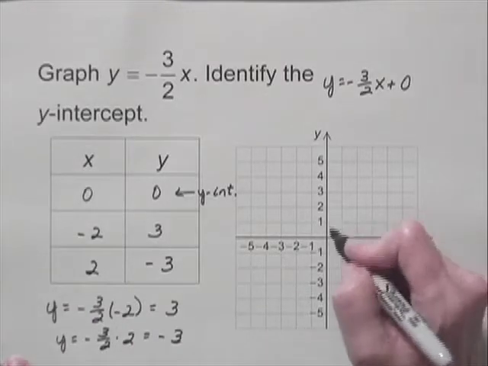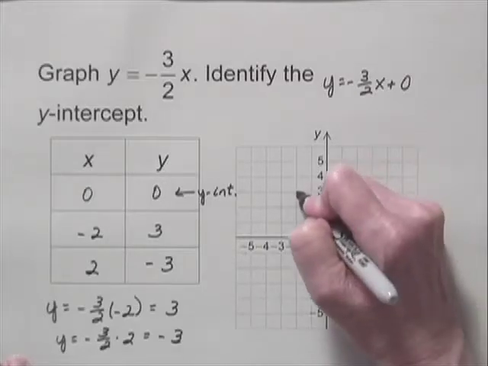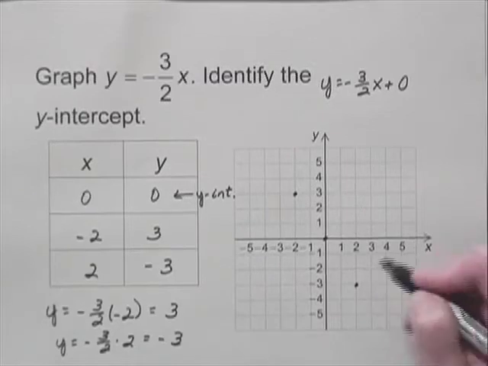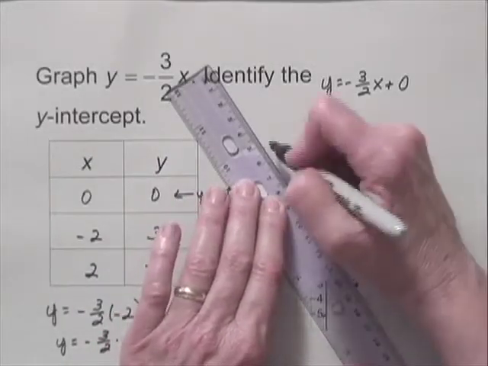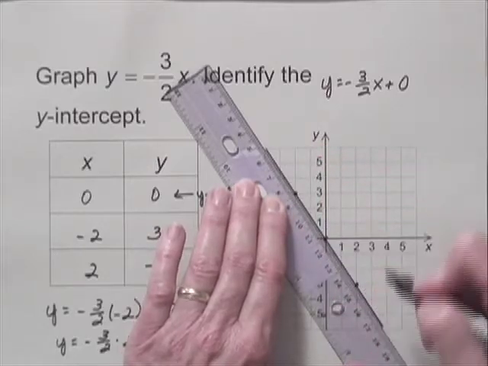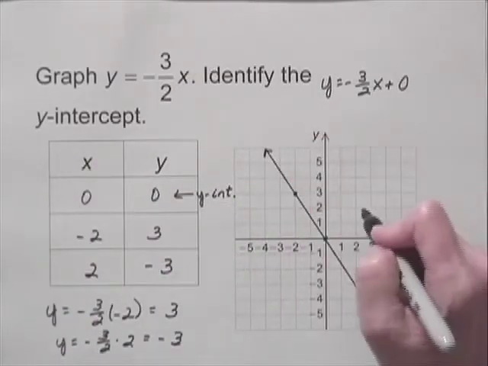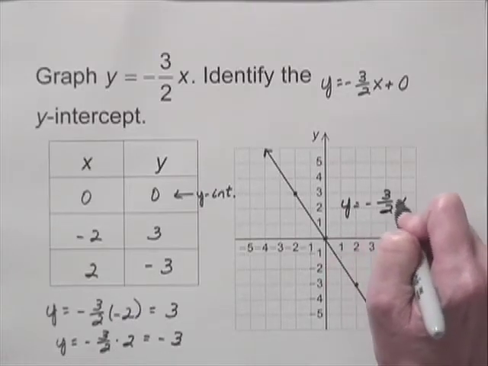Now let's plot these points. We have 0, 0. We have negative 2, 3, and we have 2, negative 3. And we'll draw the line that contains those 3 points. And we'll label it with the equation y equals negative 3 halves x.